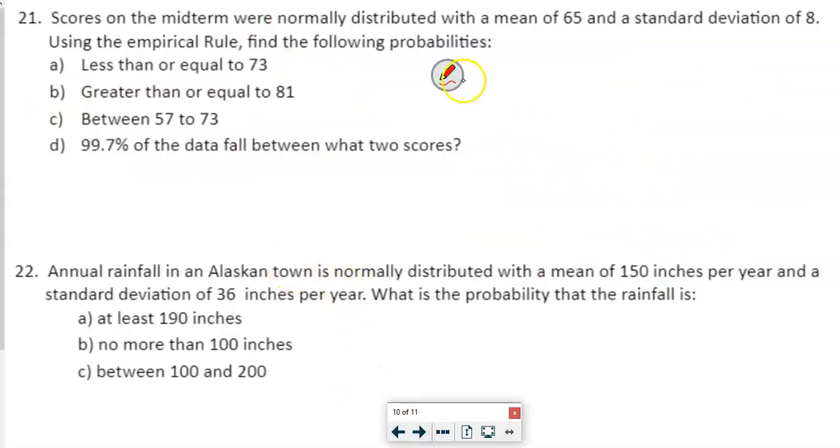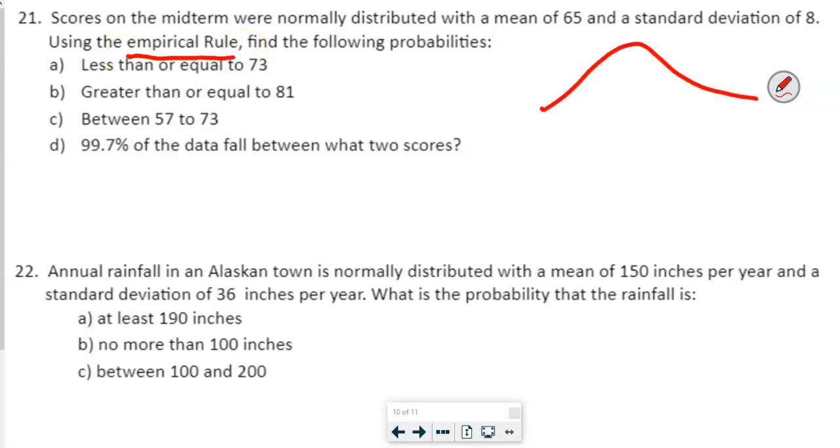All right, here are our stat questions. This is our new content. So it says scores on the midterm were normally distributed with a mean of 65, a standard deviation of 8, using the empirical rule. Okay, so really key here, guys. When it says this, you want to create your curve, okay? So that's what we're going to do. So we're going to put our 65 here, and we're going to go 1, 2, 3 to the left, and we're going to go 1, 2, 3 to the right, okay?